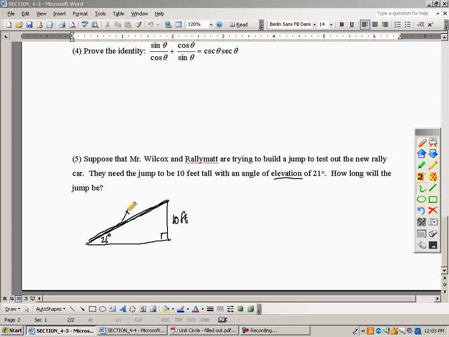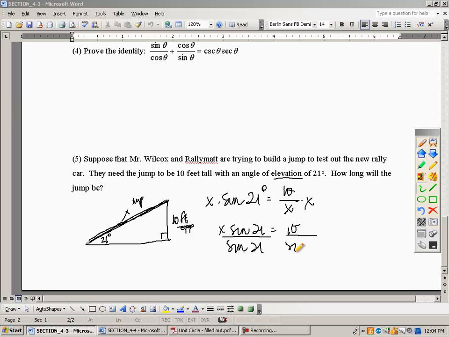Okay, so Algebra 2, let's go back. What two sides do we have? We have the opposite and the hypotenuse that we're trying to find. Therefore, opposite and hypotenuse need sine. So we're going to say that the sine of 21 degrees equals 10 over x. Whatever you do, please make sure your calculator mode is in degree mode since we're working with degrees. And I'm going to multiply by x on both sides because I don't want x in a denominator. So I have x times the sine of 21 equals 10. And I'm going to divide by the sine of 21.